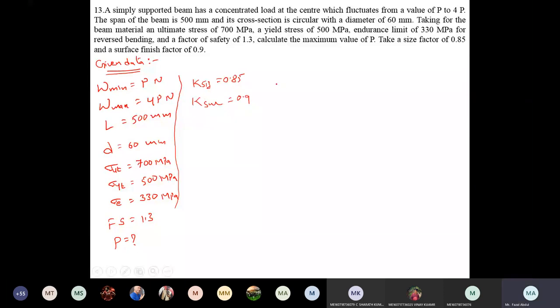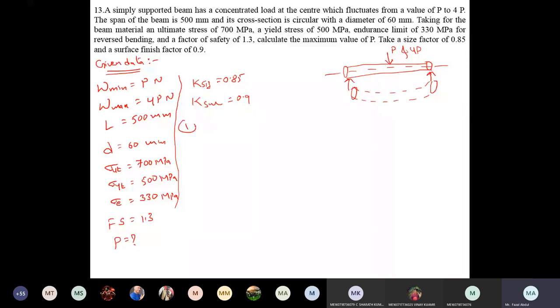If you see the diagram, a simply supported beam with circular cross section is supported on two ends, and at mid-span we have P minimum and 4P maximum. The load is fluctuating like this. Because of this, the beam is subject to bending. Now this is the problem.